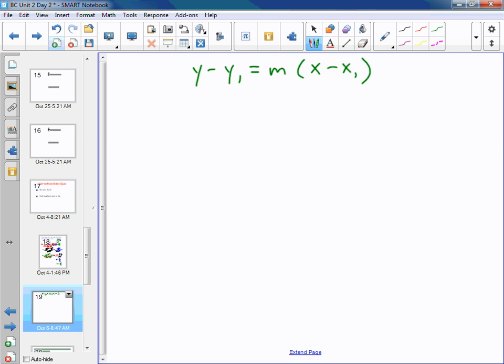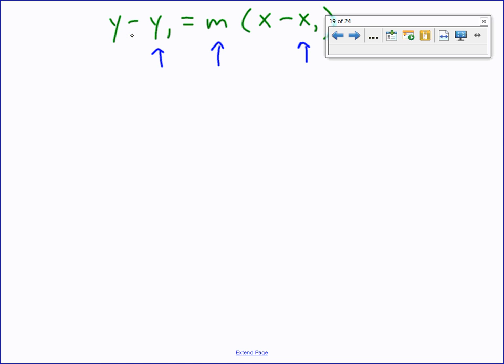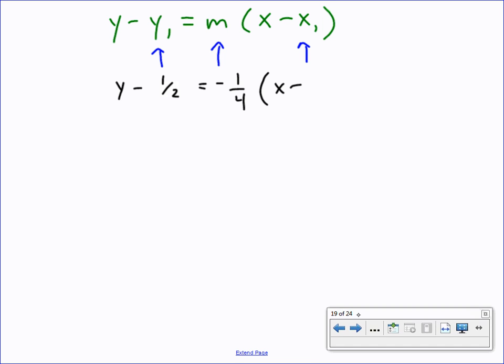All we need now is to plug in our x value of concern, our y value of concern, and our slope of the tangent line, so that we can then compare with the original. So here we go. We had y minus 1/2 is equal to negative 1/4 times quantity x minus, what was it? 1.